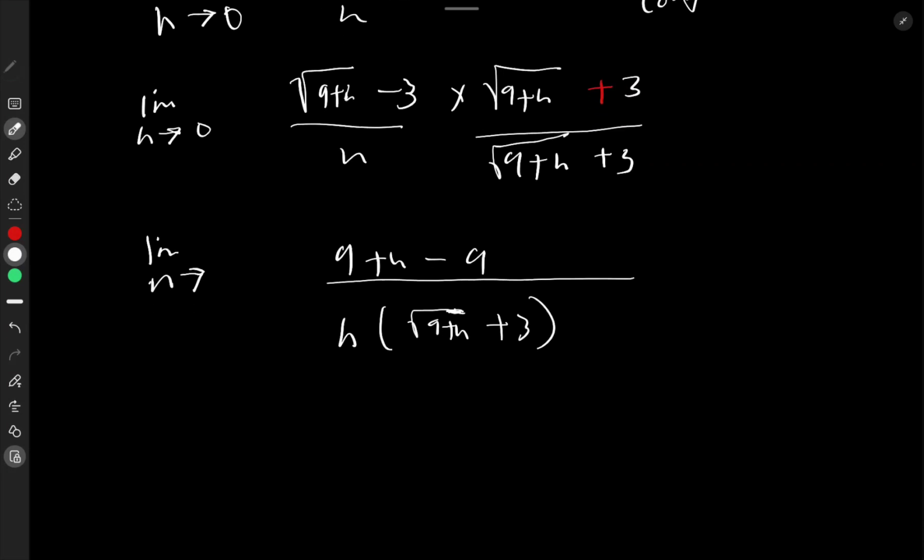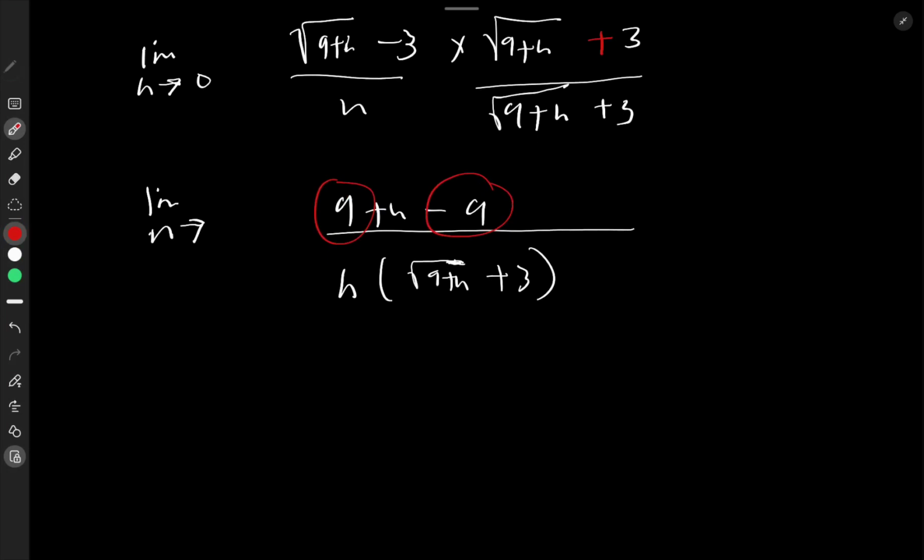This is our conjugate. From the numerator we can see that we have a positive and a negative 9. They'll disappear, and we'll have an h, and there's an h in the denominator. Then we'll have our limit as h approaches 0. Now there is no h in the denominator, we have 1 in the numerator.